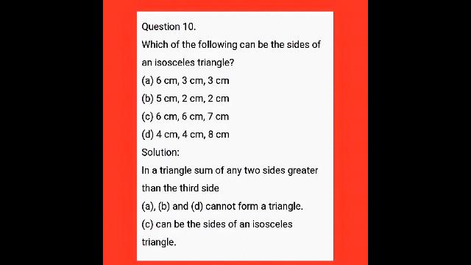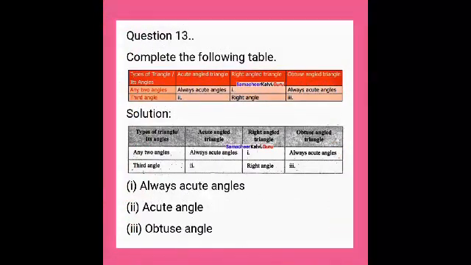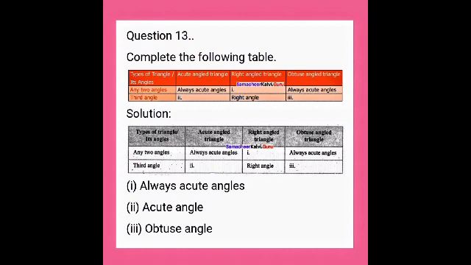Next, question number 13. Complete the following table. In the table, the first column is the type of triangle or its angles. The second is the types of triangle on top and its angles at the bottom. Row-wise, you have the acute angle triangle, right angle triangle and obtuse angle triangle. Its angles are any two angles or the third angle. If any two angles are acute, the third angle is also acute. That was the first answer.